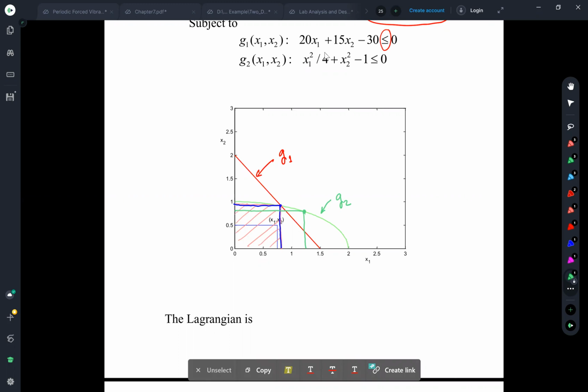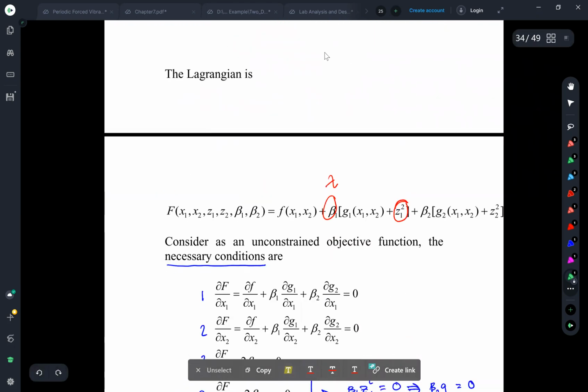However, you see, it violates G1 because it's beyond the curve, the linear line of G1, right? It goes outside the feasible region allowed by the G1 function. Therefore, this is not accepted. It is not accepted as the solution, of course.